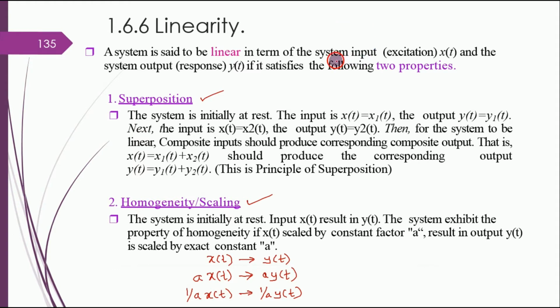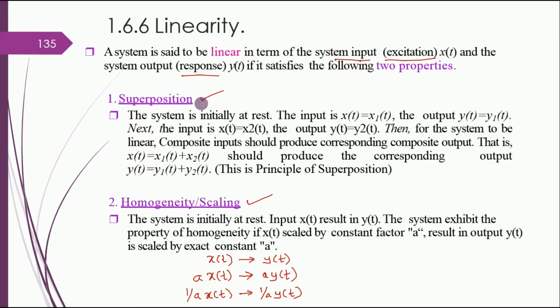Always remember, for system input, we call it excitation. Input and excitation are the same. System output is also called response, system response. Remember this. Interchangeably we use input and excitation, system excitation or system input, and system output for system response. Okay. Now, before we proceed, we'll understand what the principle of superposition is, and what the principle of homogeneity is.